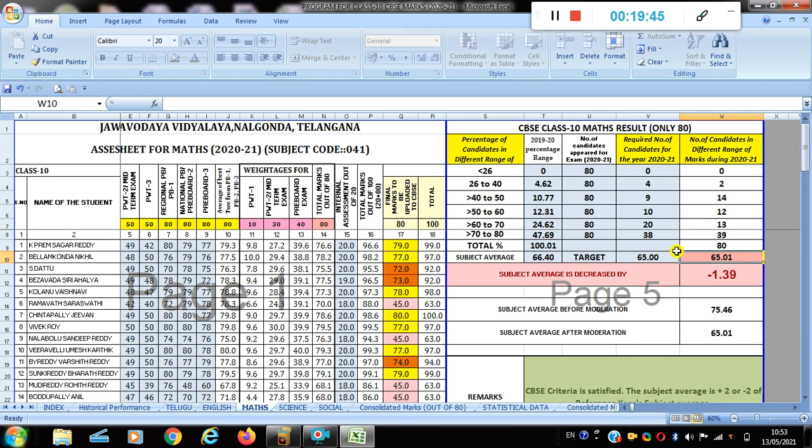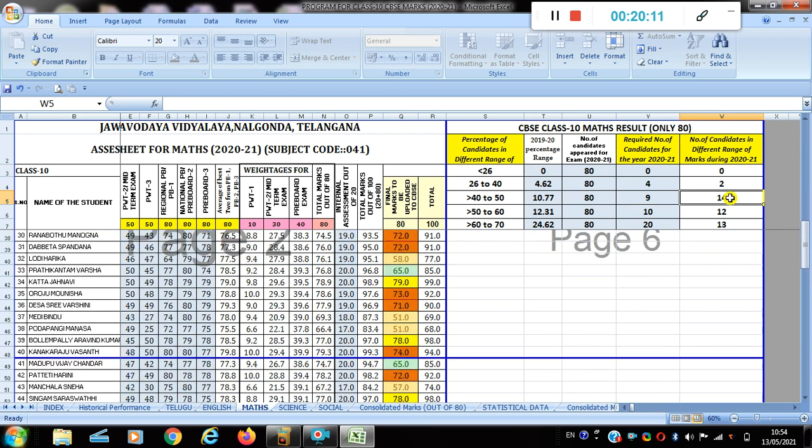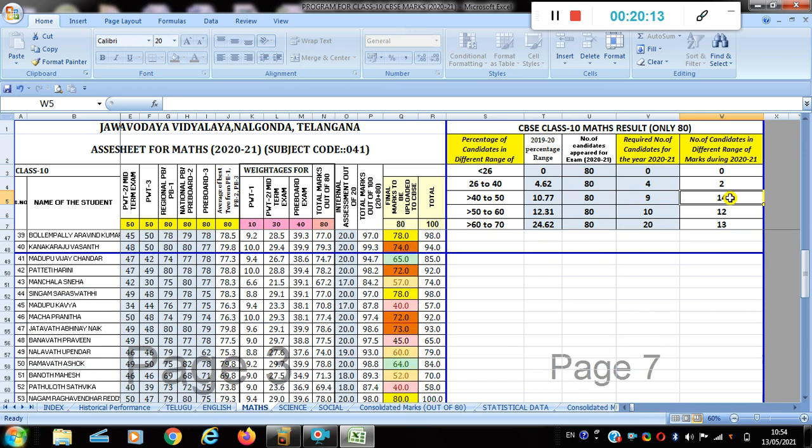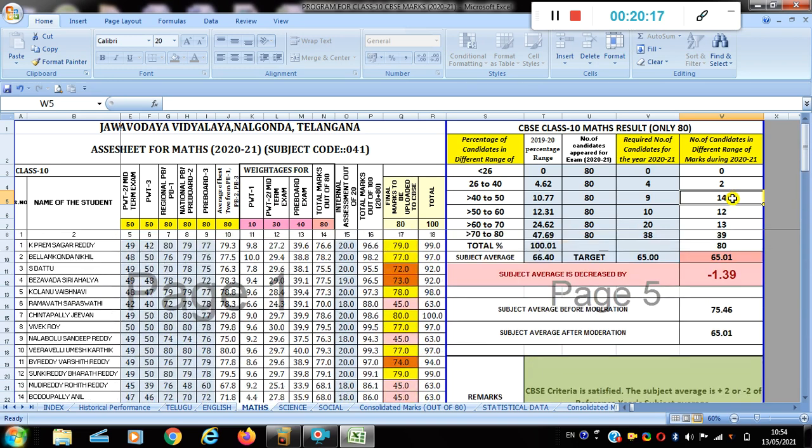Right, now see here, 40 to 50 there are 14 members. If you change any one person who got 50 marks to 51, here one number will increase and here one number will decrease. I will show that with a demo, but the time is not suitable. Okay, no problem. Anyhow, you can feel it practically. You can change the marks so that these ranges also will be changed.